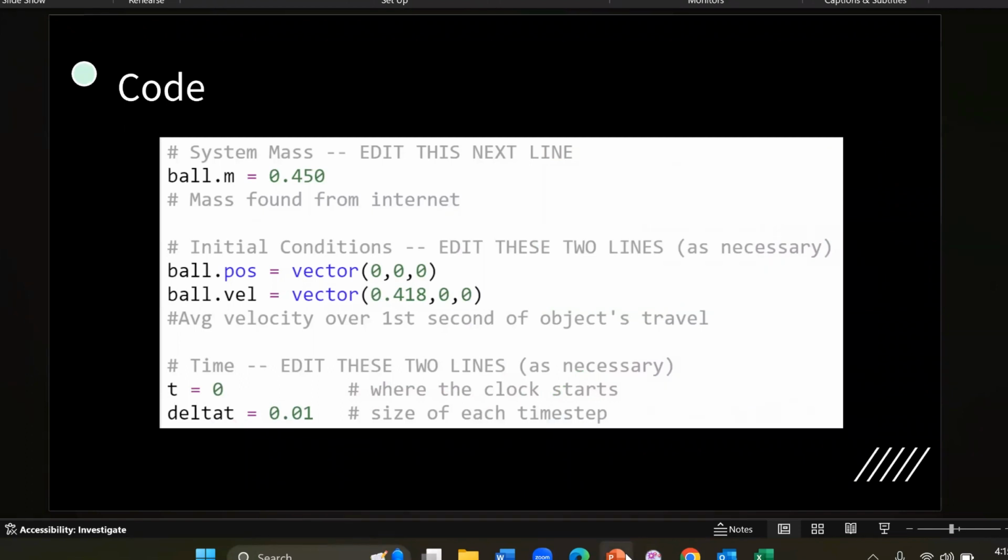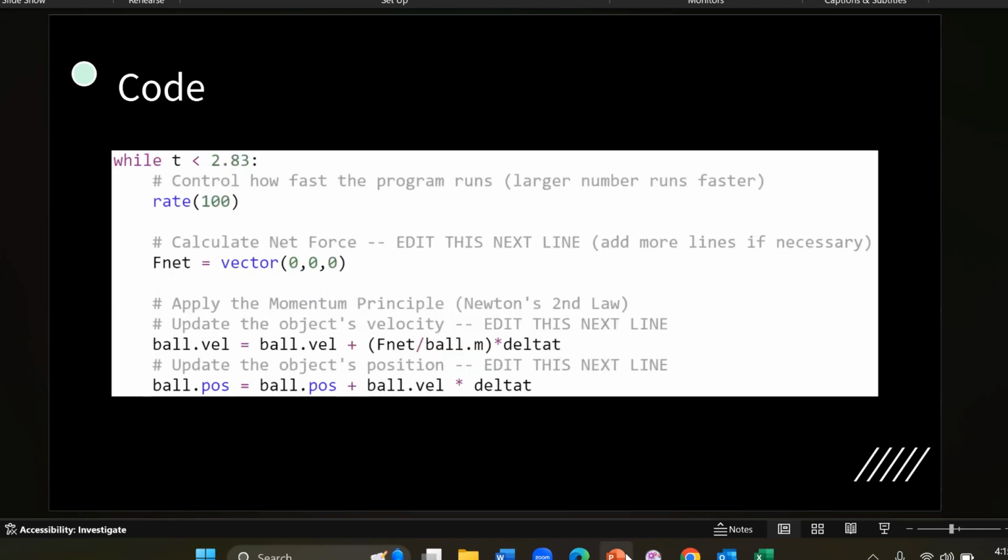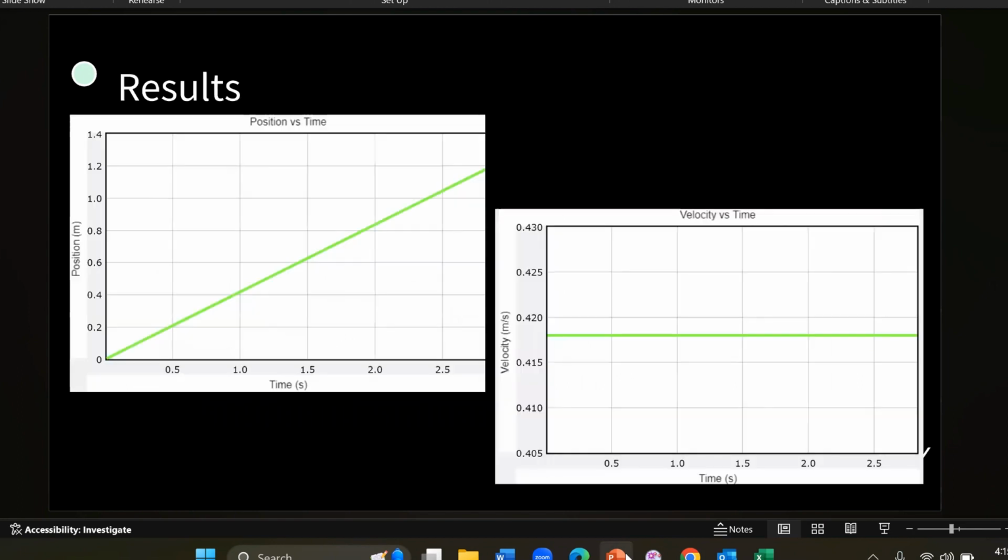Our initial mass is 0.45 kilograms, which we found from the internet. We allowed our initial position to be at the origin and calculated the average velocity by dividing the distance the object traveled over an allotted time frame, 1 second. In our while loop, we applied Newton's second law to update both the object's velocity and position.